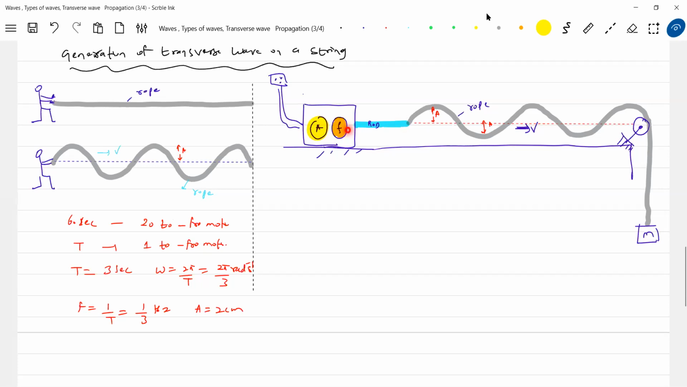Then here is the frequency. I want a frequency of, say, 1/3 hertz, or 10 hertz. What do you mean by 10 hertz? In 1 second, the rod should complete 10 oscillations. Or I keep the frequency at 2 hertz: in 1 second, two oscillations will be completed. Then the frequency of the wave will be 2 hertz. So by rotating this knob, I can generate a transverse wave of desired amplitude and frequency. Got the idea? This is called a vibrator. This is called Melde's experiment.